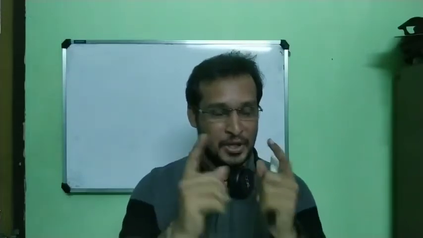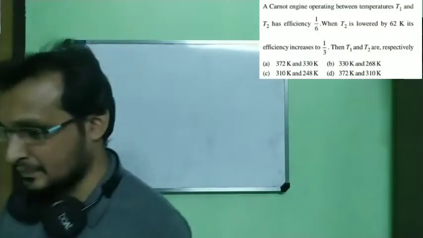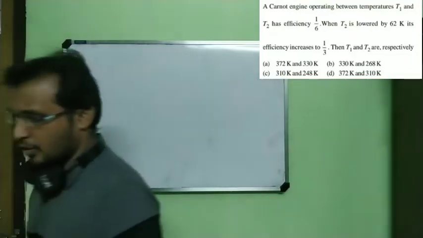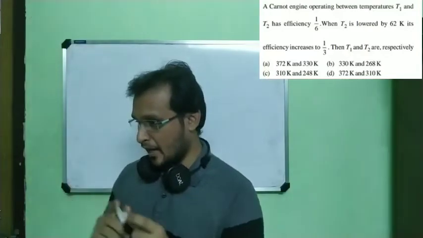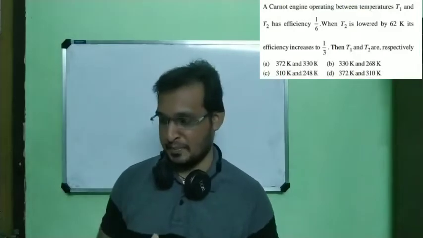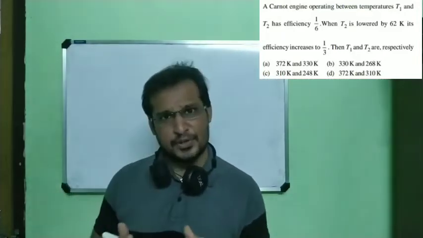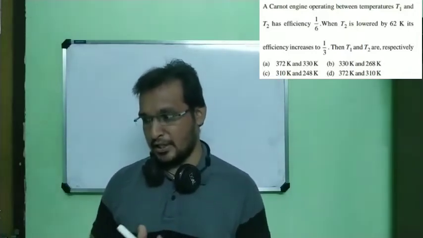So here is my first question. A Carnot engine operating between T1 and T2 has an efficiency 1 by 6. When T2 is lowered by 62 Kelvin, its efficiency increases to 1 by 3. Then T1 and T2 are respectively.